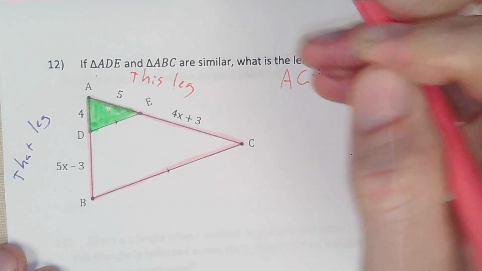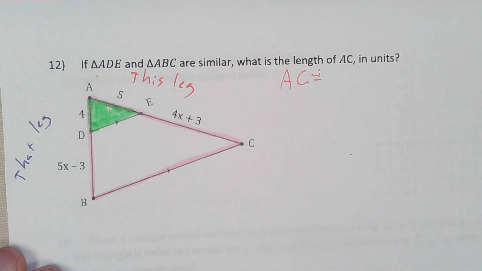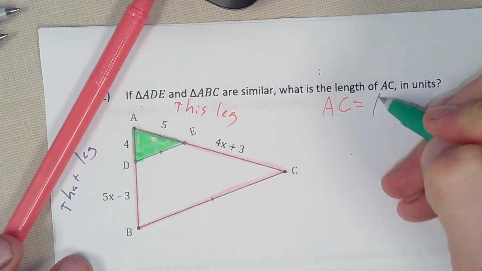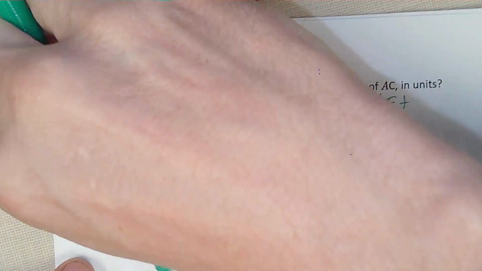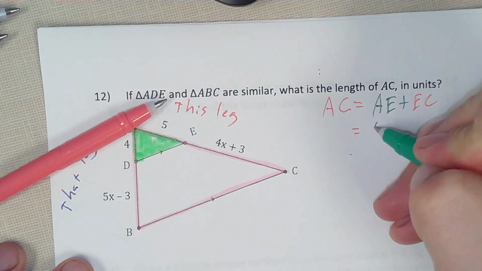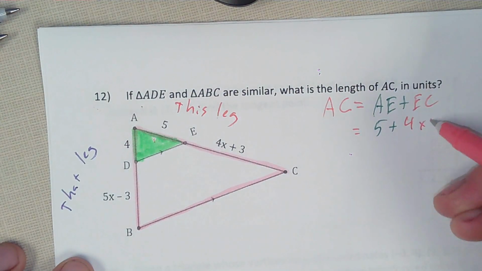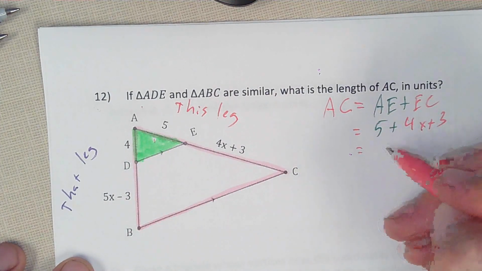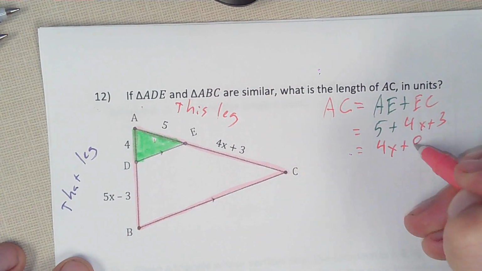AC equals, where'd my green pen go? Pause this for a second while I find my green pen.